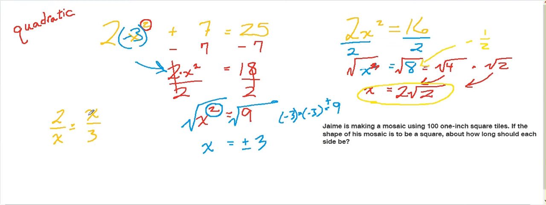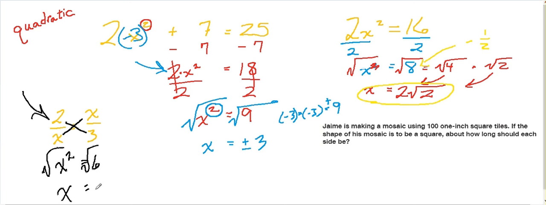If you get a proportion problem, remember we solve proportions by cross multiplying. When you have an x on the bottom and an x on the top, you end up with an x squared. So we square root, giving us x equals square root of 6, which cannot be simplified.